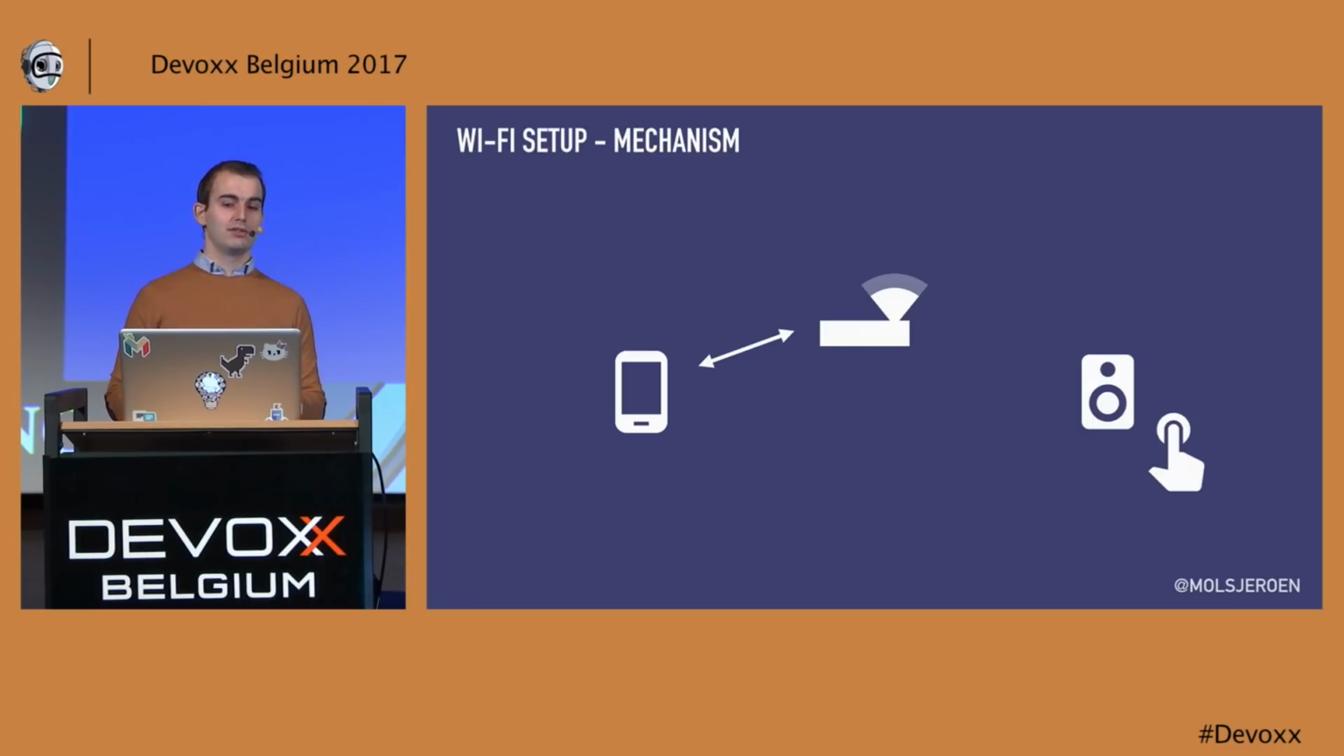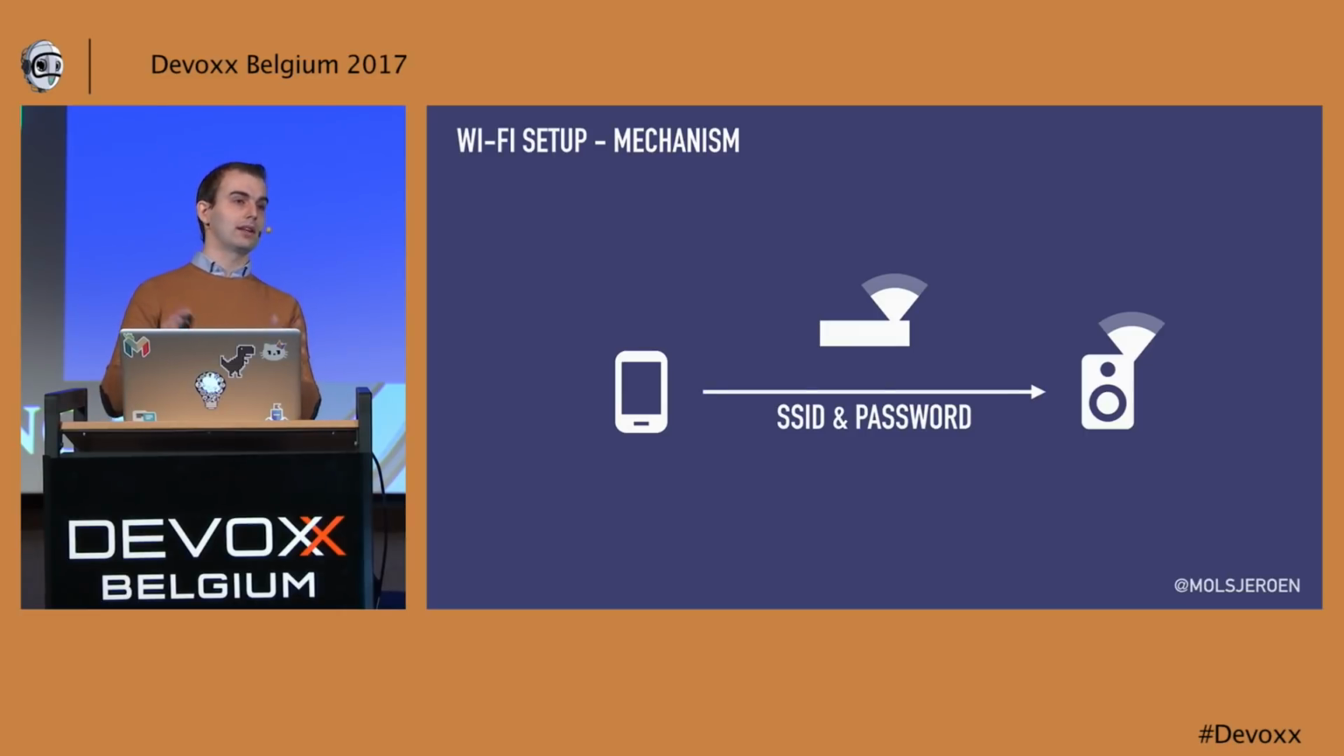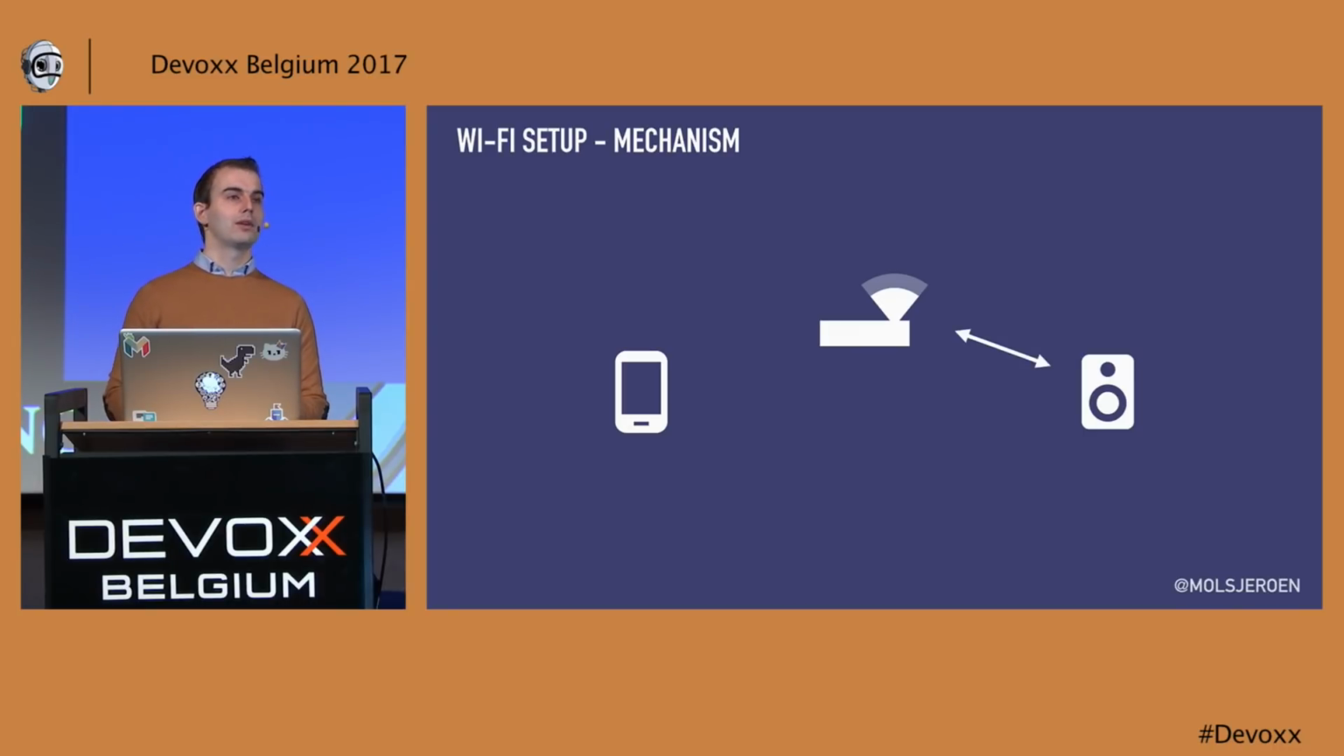You do some kind of interaction with the speaker. Either you power it for the first time, or you press a button, or you factory reset it. And then the speaker will start its own Wi-Fi network. Then the phone will disconnect from your home network, connect to the speaker network, and send over the SSID and password. The speaker will try to connect to your home network, the phone will reconnect, and if everything goes well, your product is set up. Easy, right? Let's now have a look how this works in a real-life scenario.